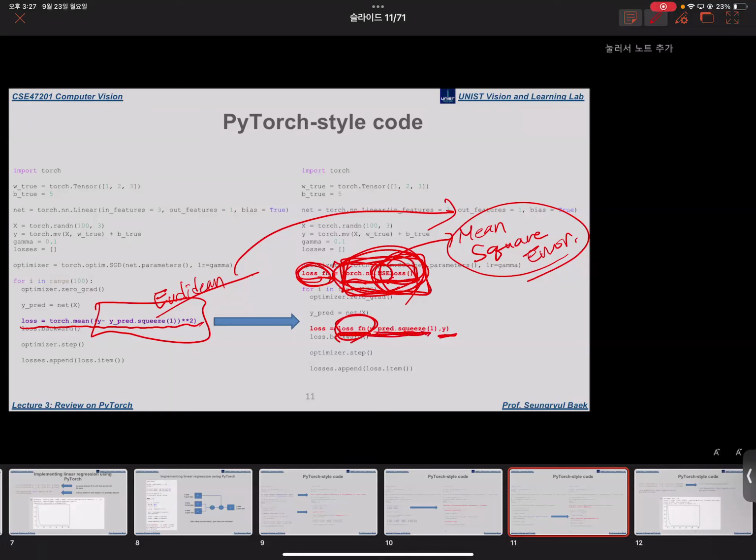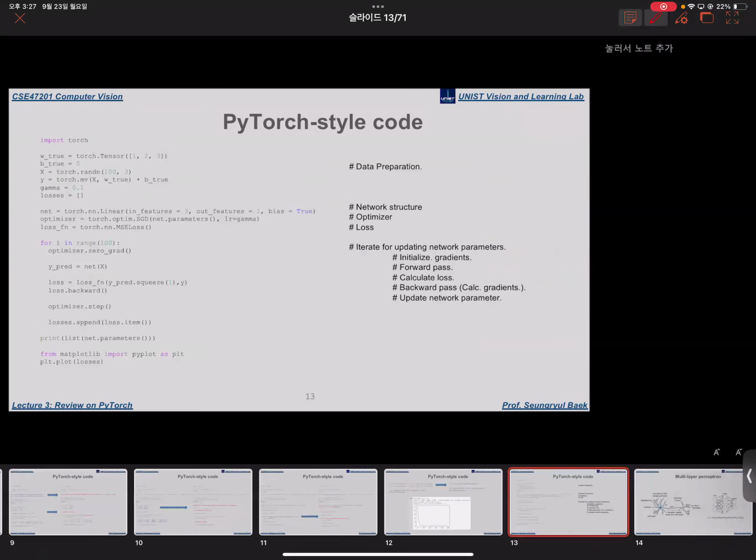So the thing you have to do is just call this loss using two parameters. This is the predicted value, and this is the ground truth. You input these two as the arguments for this loss function. This is a more desirable feature of PyTorch. So you can now see that this iterative step becomes very simple.